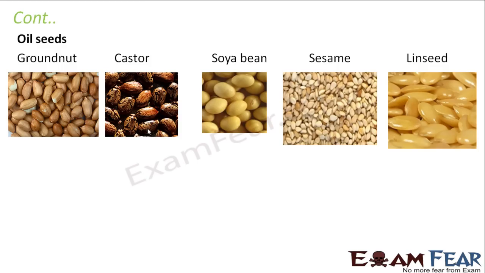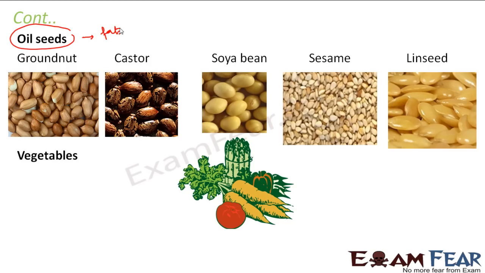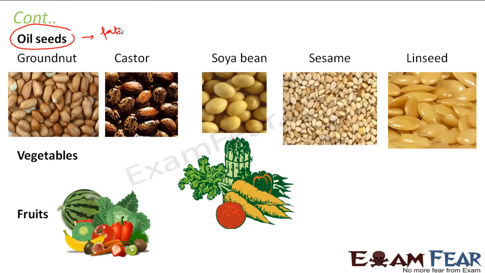From soya beans you not only get soya oil, but you also get things like soya sauce and soya chunks. There are so many things you obtain from soya bean, and these oil seeds are also a good source of fats. Then we have a variety of vegetables. You have green vegetables, you have colored vegetables, and they are all a very good source of vitamins and minerals. And of course we have fruits, which are again a good source of vitamins and minerals.